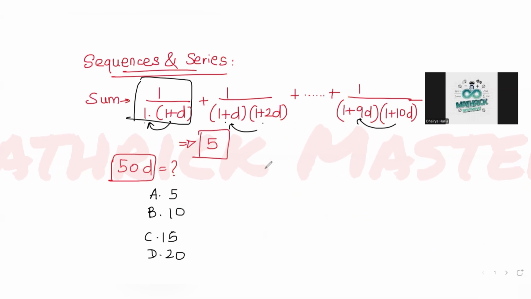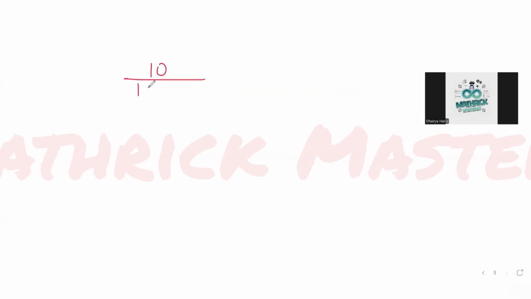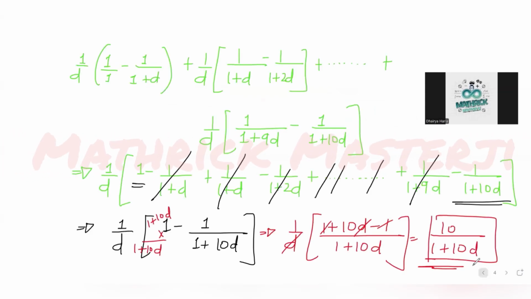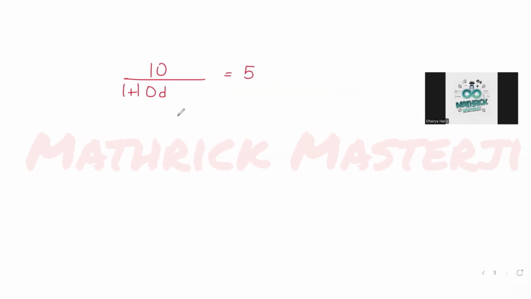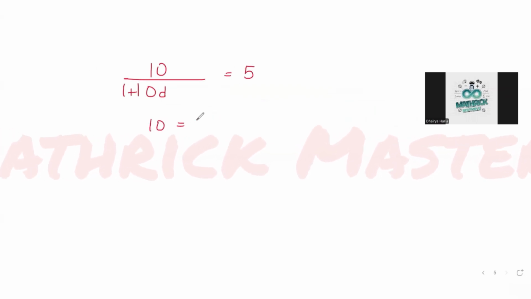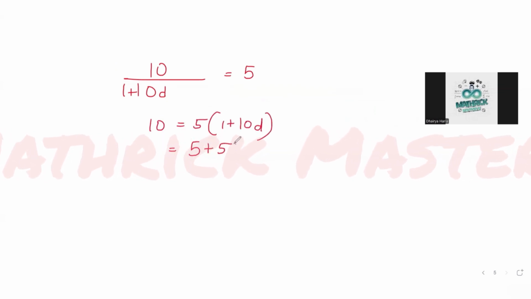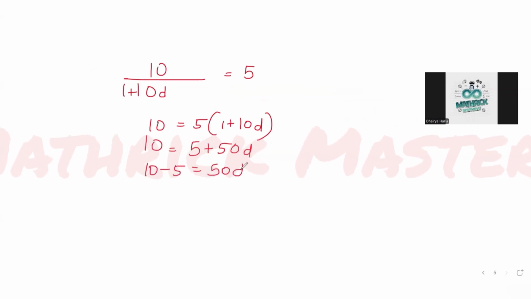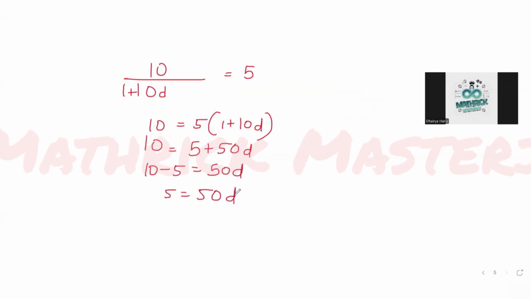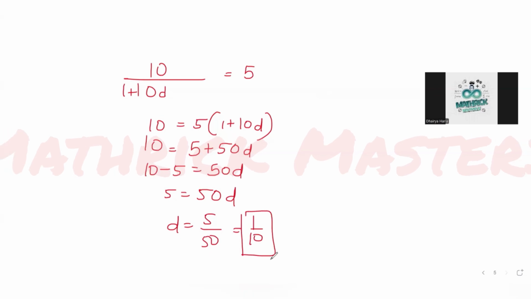And they've told me that the sum of all of them is 5. So I get this answer, 10 over 1 plus 10d equated with 5. I can write this as 10 equals 5 times (1 plus 10d). So I get from here 5 plus 50d. So 10 minus 5 equals 50d. So 5 equals 50d, so d becomes 5 over 50, which is 1 over 10. So I get d, which is 0.1.